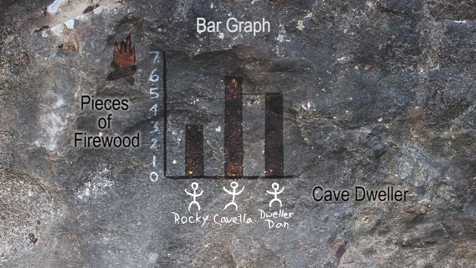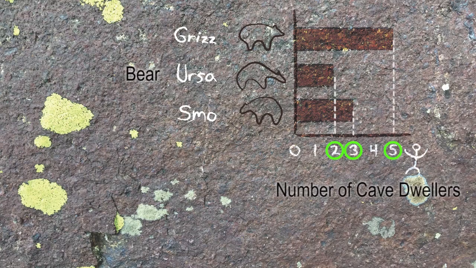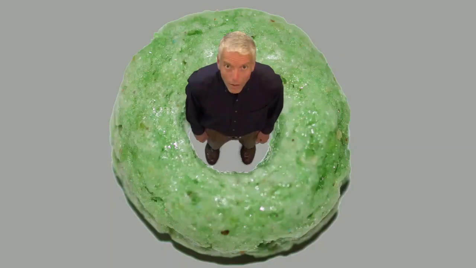This bar graph shows us in a clear and concise manner the number of pieces of firewood collected in 1 week by each cave dweller. This bar graph shows us the number of cave dwellers collected in 1 week by each bear. Oh no.